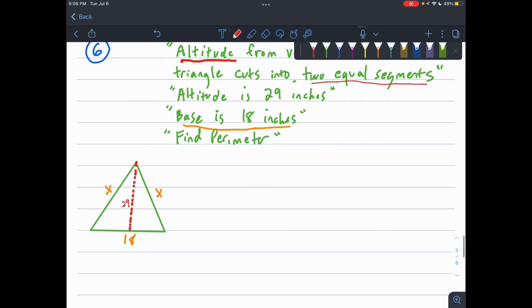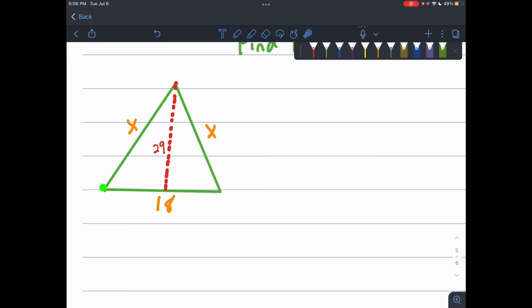And it does say it cuts into 2 equal segments. So when we get to the bottom there, that 18 is cut into 2 equal segments. We're dividing it in 2. So that means that this distance from here to here, from the edge to the middle, has to be half of 18, which is 9. And that means the other side is 9 also.